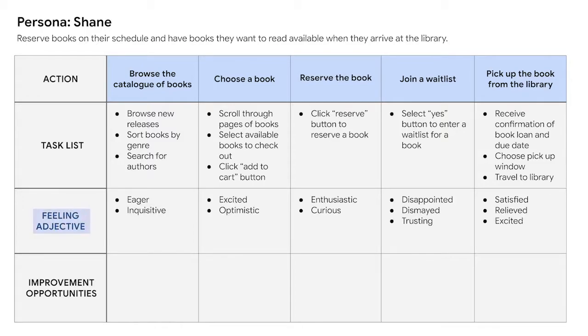Step 3. Add how the user feels at each point. Guesstimates are okay in this step. For example, our persona Shane feels eager and inquisitive as they browse a catalogue of books.